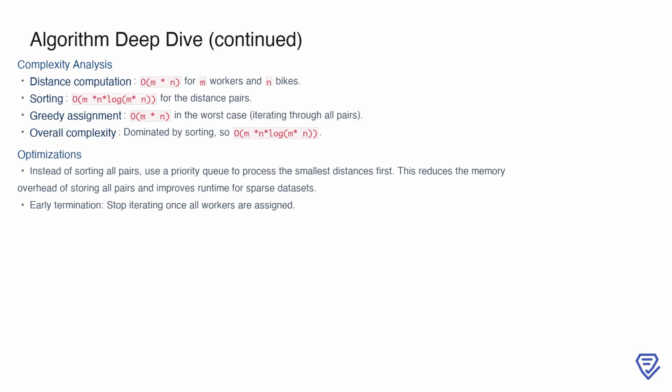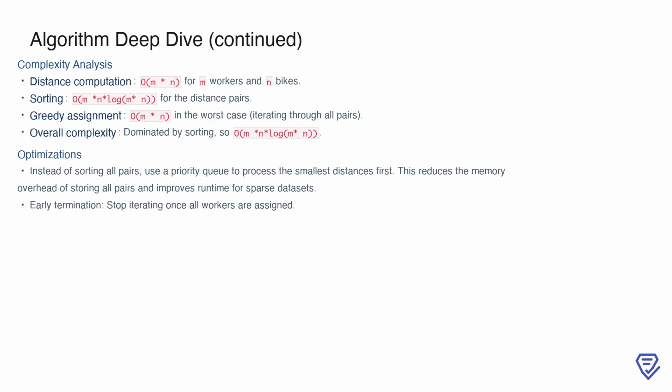Analyzing the complexity of the algorithm, we start with the computation of all distances. This step involves calculating the Manhattan distance for every worker-bike pair, leading to a time complexity of O(m*n). Next, the sorting step dominates the overall complexity. Sorting the distance pairs takes O(m*n*log(m*n)), which is the most computationally expensive part of the algorithm. Finally, the greedy assignment process involves iterating through the sorted pairs, which has a complexity of O(m*n) in the worst case. Combining these, the overall time complexity is determined by the sorting step, giving us O(m*n*log(m*n)).